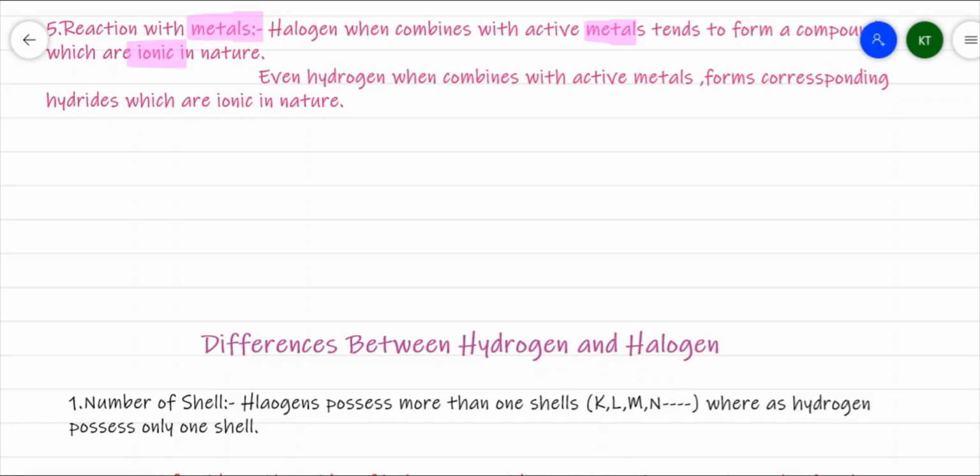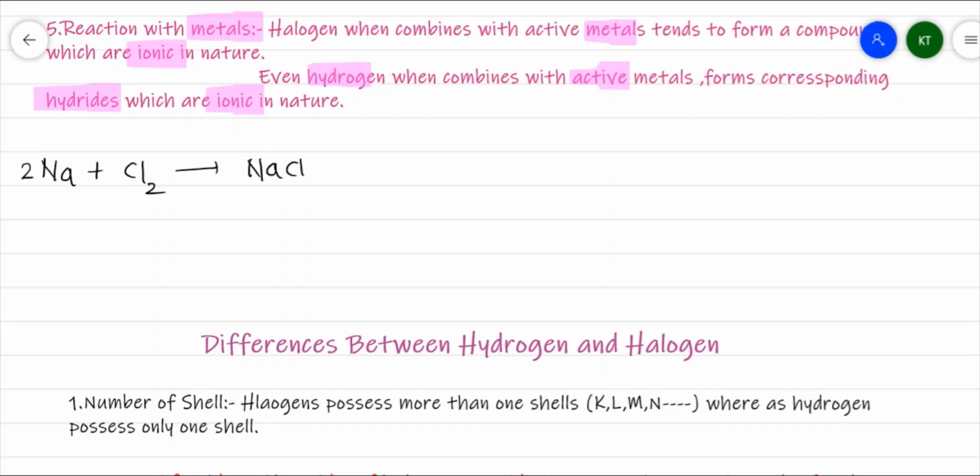So hydrogen, when it combines with these active metals, also results in the formation of corresponding hydrides, and those hydrides are also ionic or electrovalent in nature. Like sodium metal combines with chlorine in order to give me sodium chloride.